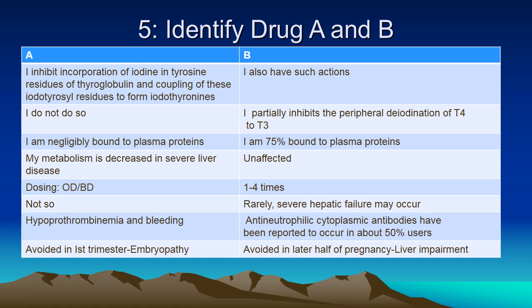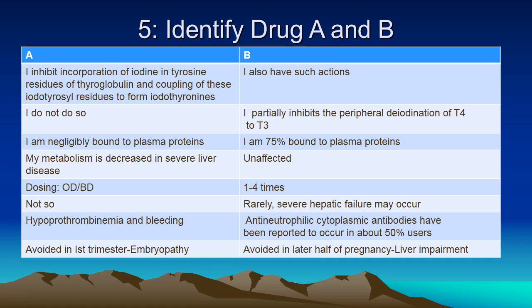Whereas drug B partially inhibits peripheral conversion of T4 to T3 by inhibiting deiodinase enzyme. But this effect is not seen with drug A. Drug A is negligibly bound to plasma protein. Drug B is highly bound to plasma protein. Drug A metabolism is decreased in severe liver disease. It is not much affected as for drug B.